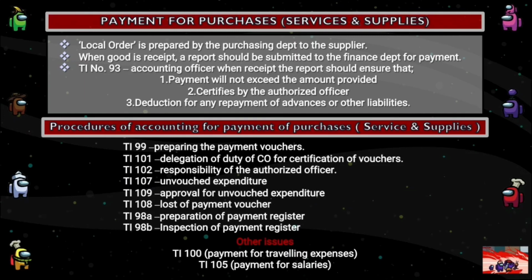Last but not least are the issues relating to the accounting for payment. First, payment for traveling expenses, Treasury Instruction 100, and payment for salary in Treasury Instruction 105.